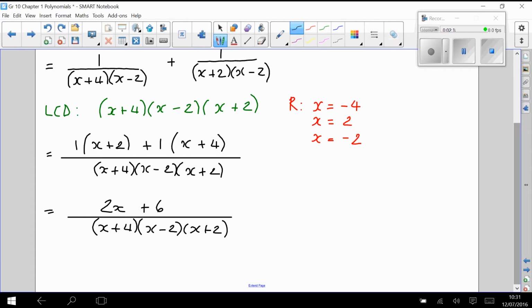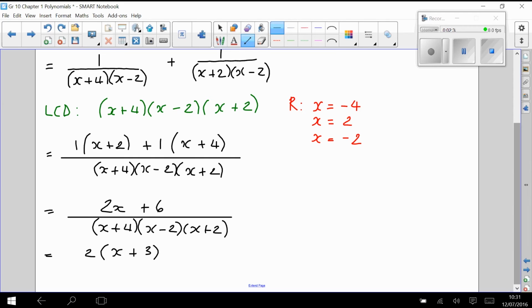You can simplify this further, but you're not going to be able to cancel out anything from the numerator to the denominator. Let me just show you why this is the case. If I take a highest common factor out from the numerator, I'm going to get 2 times by the bracket factor of x plus 3.